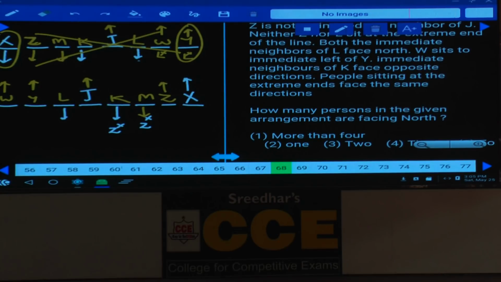Then question number 68, how many persons in the given arrangement are facing north? Now as of now, there are 5 persons facing towards north, more than 4, that is choice 1.